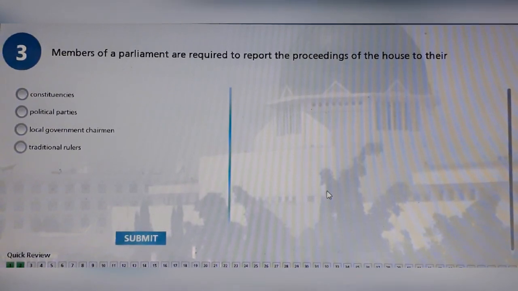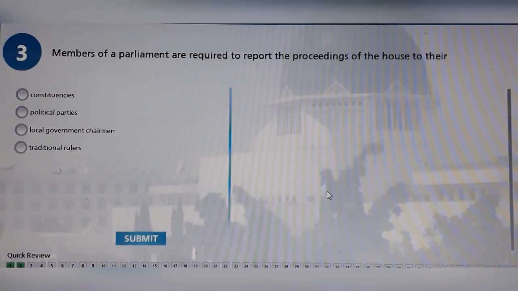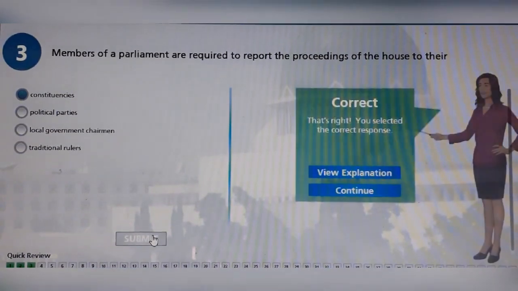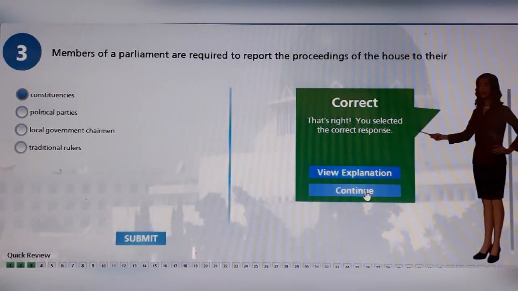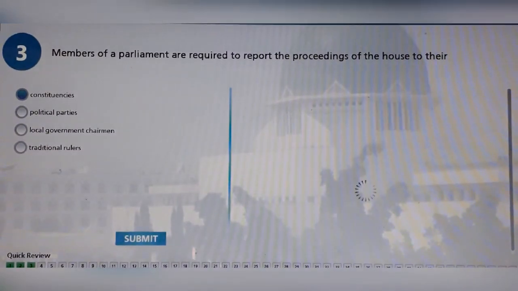Number 3 says members of a parliament are required to report the proceedings of the House to their A, constituencies, B, political parties, C, local government chairmen, and D, traditional rulers. Of course, we know from option B to D, they don't fit into the parliamentary system of government. So by inferring, we know our answer is constituencies. They report the proceedings of their House to their constituencies.